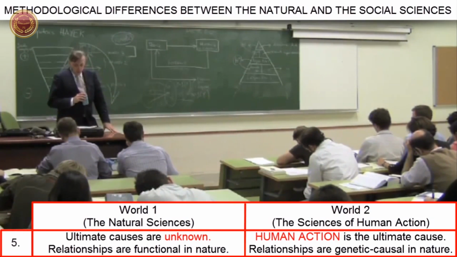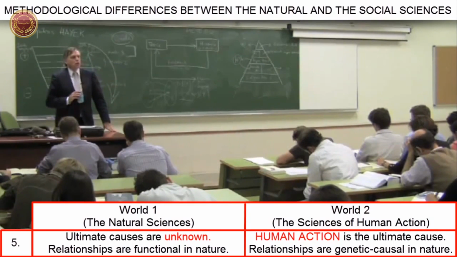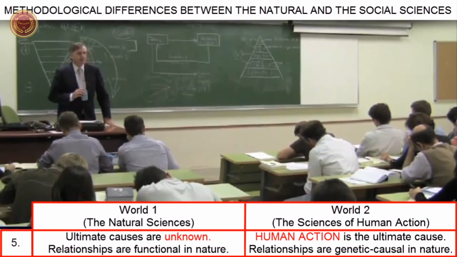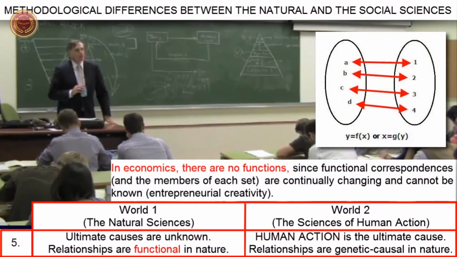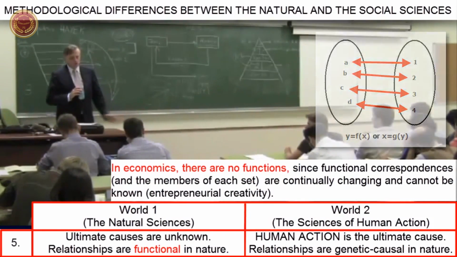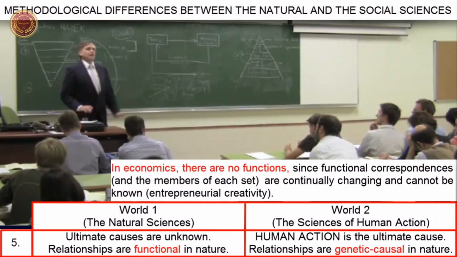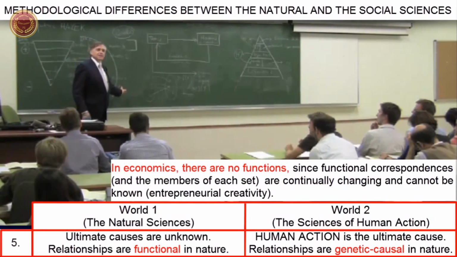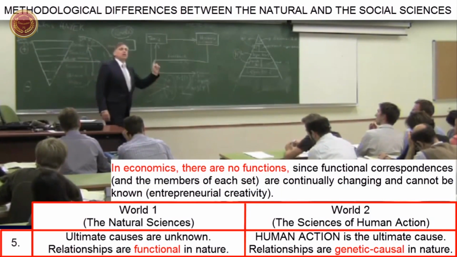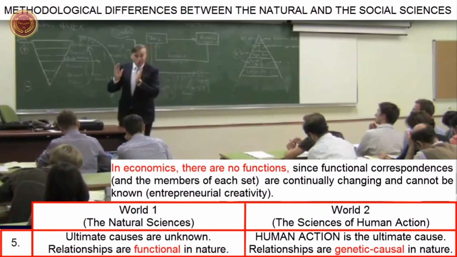It is the starting point, the irreducible premise, the original cause of all the phenomena we are going to study. Therefore, in economics, relationships are not functional, as in y is f of x or x is g of y, but instead they are, please write this down, genetic causal. We know the origin of phenomena, and the origin is creative, entrepreneurial human action, and it generates all the other laws successively. In economics, relationships are unidirectional.